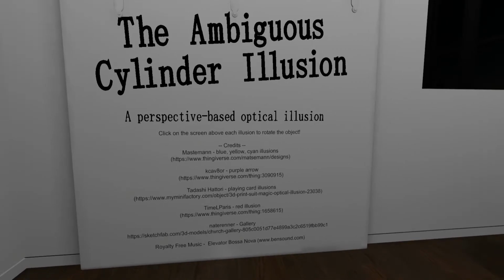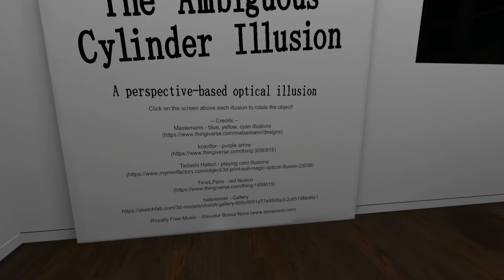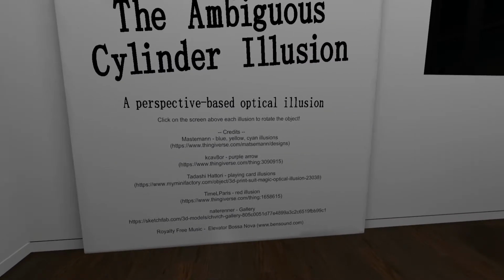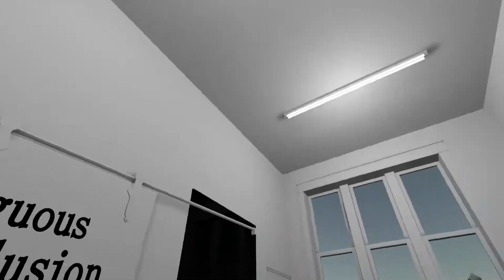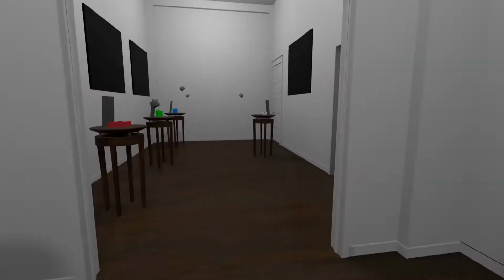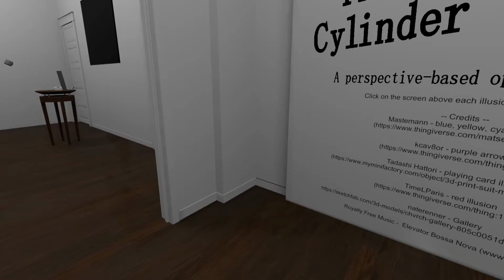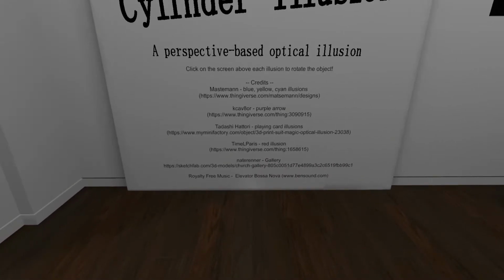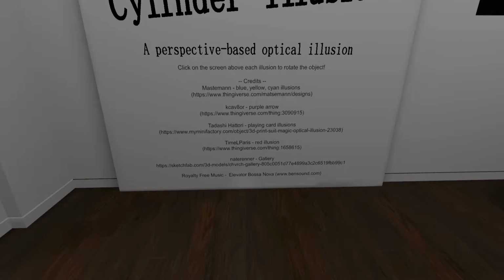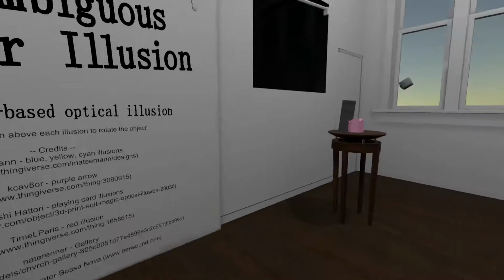So different people made different versions of the illusion. Mastaman made the blue, yellow, and cyan illusions. K. Kavader made the purple arrow. Tadashi Atori made the playing card illusions. Timel Paris made the red illusion. And Nate Renner made this gallery. And Popstep has combined it all into one world. And the royalty-free music, thank you, is Elevator Bossa Nova.